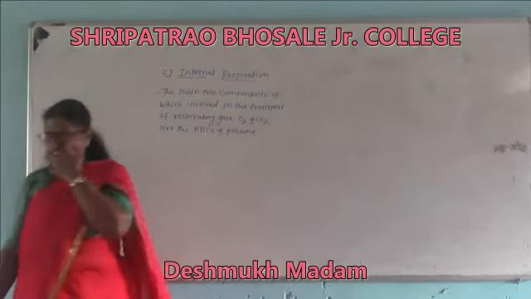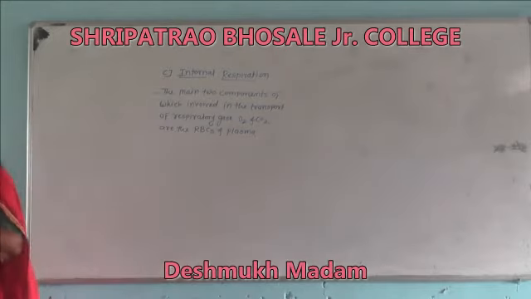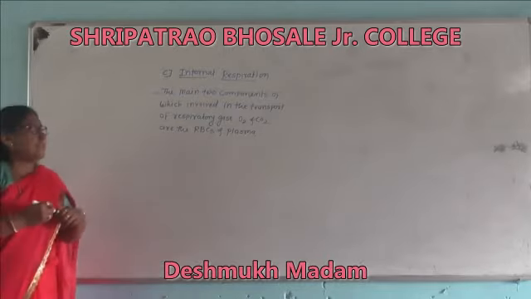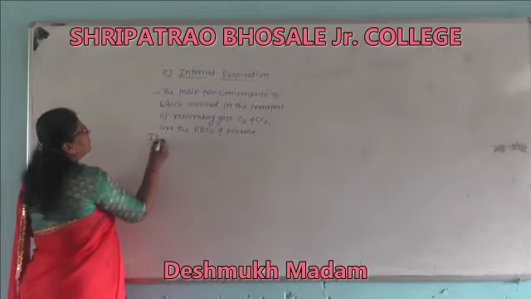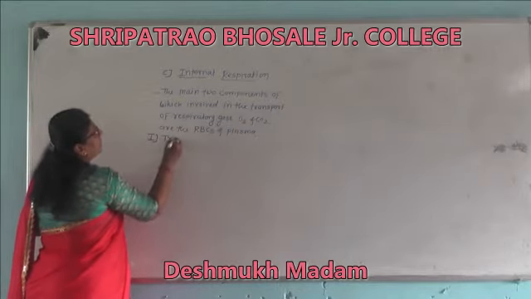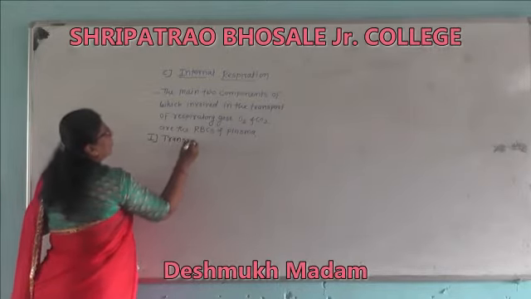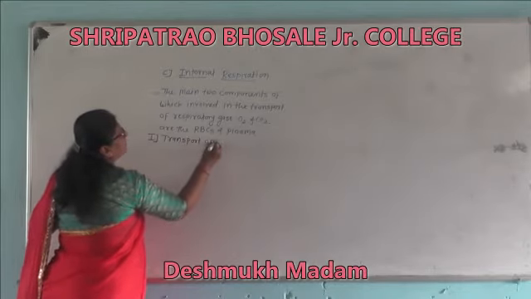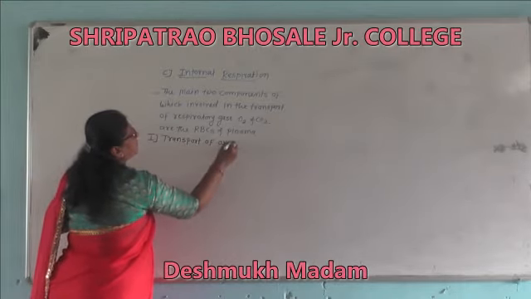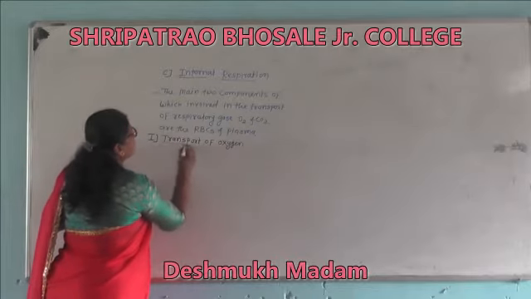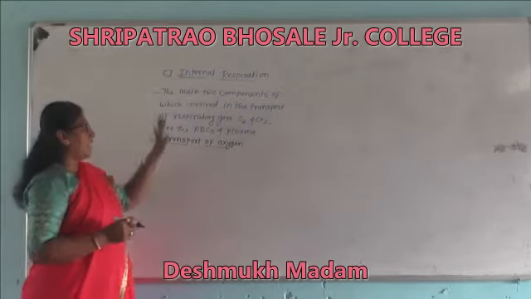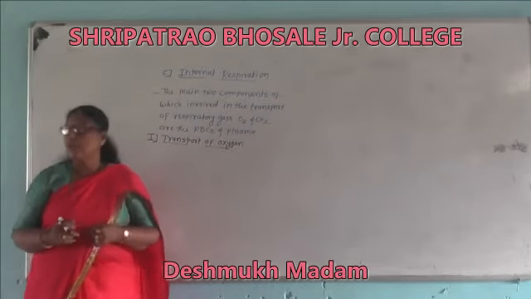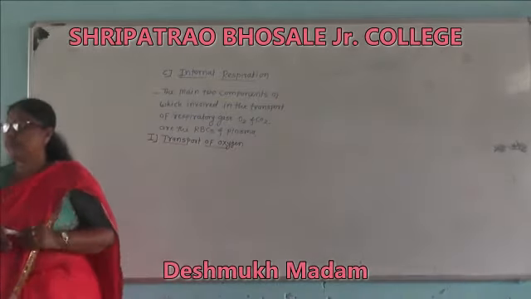RBCs and plasma are the two main components of blood. Then the first step is the transport of oxygen. The first step of internal respiration is the transport of oxygen.